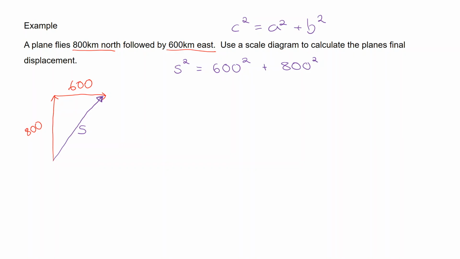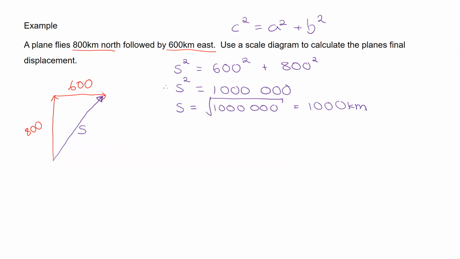600 squared plus 800 squared, oh gosh, that's a big number, is 1 million. Okay, but that's s squared. So to find s, I need to square root 1 million, don't I? You don't need to show all this working every time you do one of these. It's just the first time I'm doing it with you guys, so I'm going to show all my working. So the square root of 1 million is 1,000. So that's 1,000 kilometres. So my displacement is 1,000 kilometres.